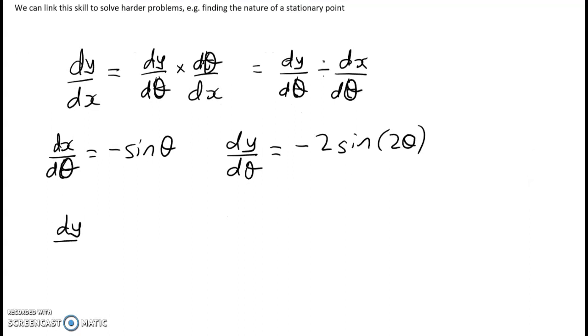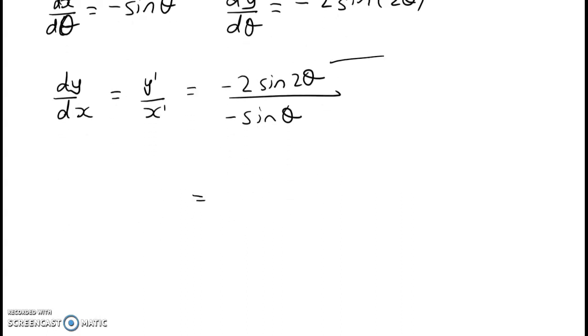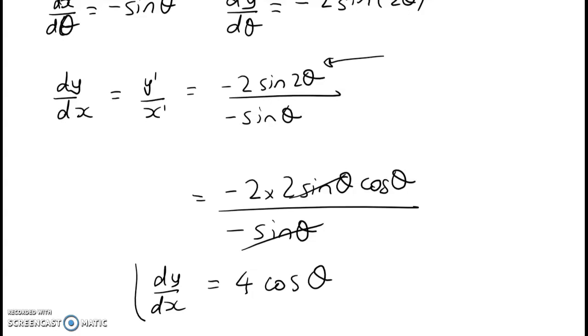Okay, so dy by dx is equal to y dash over x dash, which is this thing here. So negative 2 sine 2 theta over negative sine theta. And we're going to expand this out using our trig identities, and we get negative 2 times 2 sine theta cos theta over negative sine theta. That gets me to 4 cos theta. Okay, so that's dy by dx.